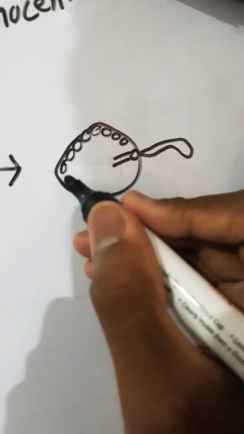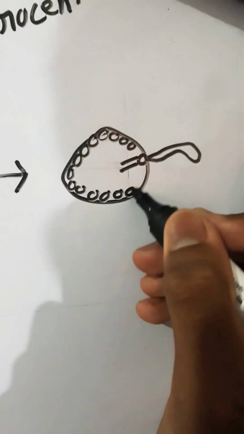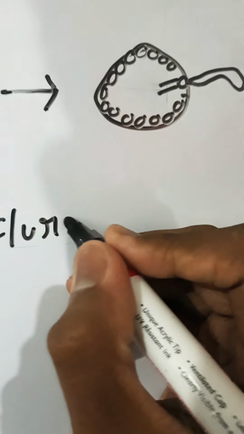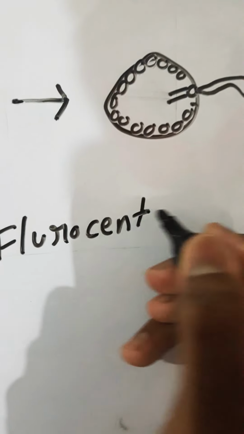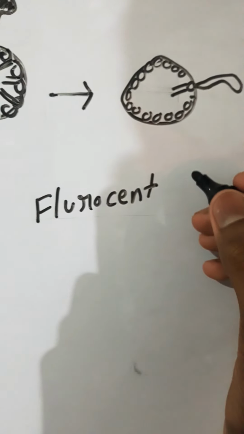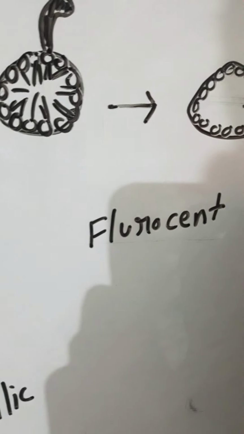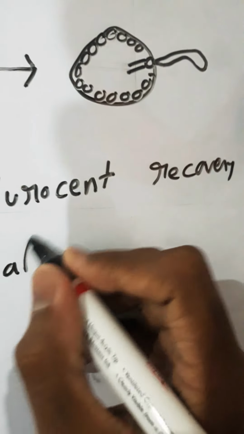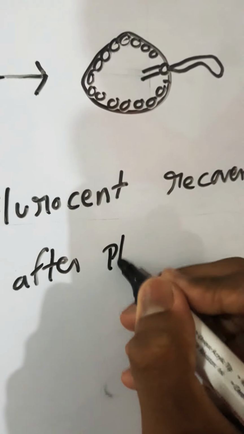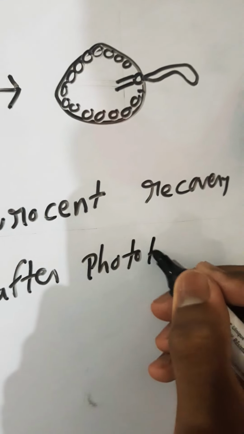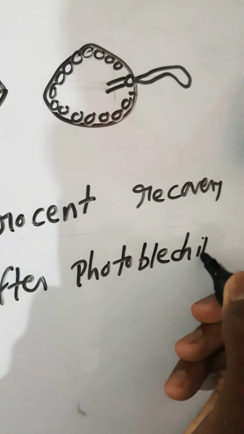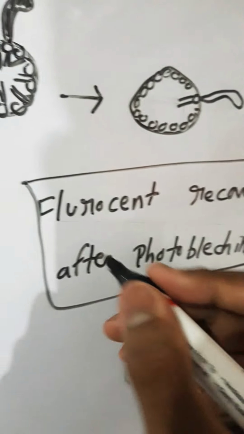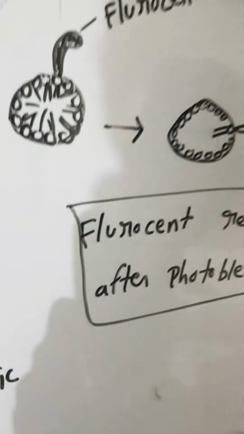Okay, and this process is known as fluorescence recovery after photobleaching. This is the technique by which they discovered such processes.